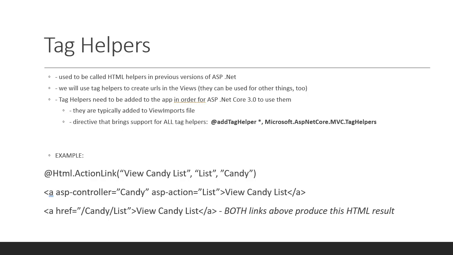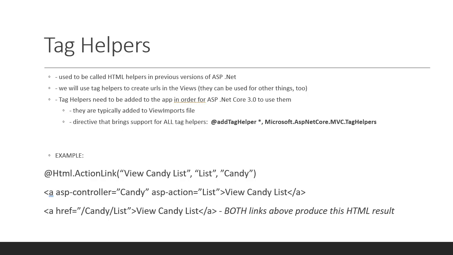If you work with older versions of ASP MVC, then you probably used HTML helpers such as action links. These can still be used in .NET Core 3.0, but if you want to use 3.0, then you will be better suited to use TagHelpers, as it is intended for this version of .NET Core. So we will of course be using TagHelpers.